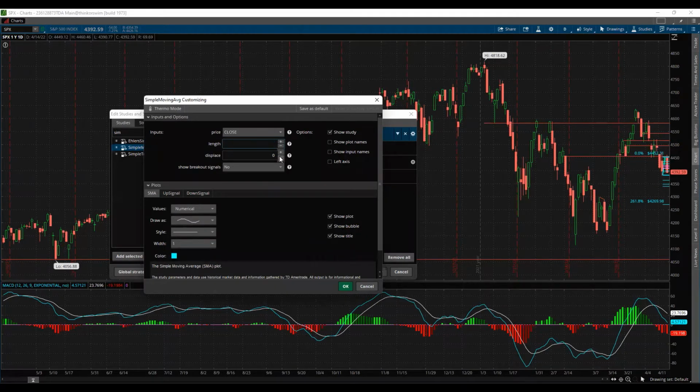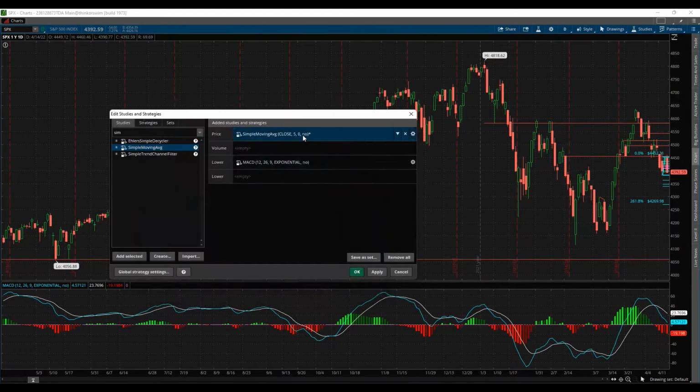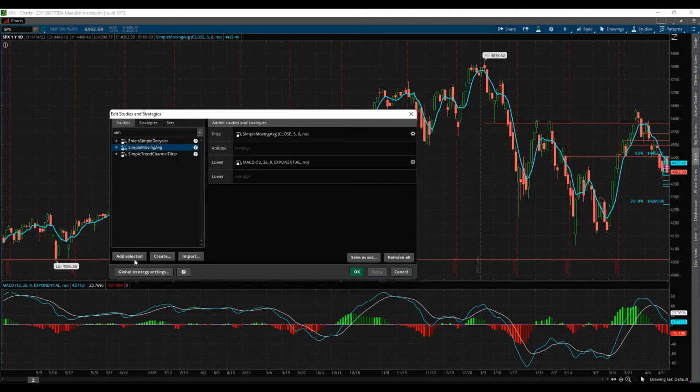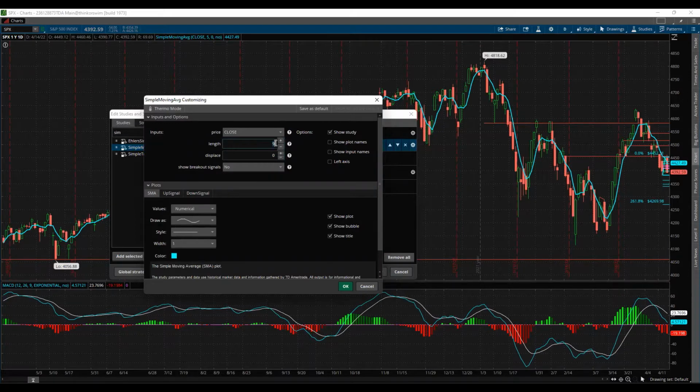The first simple moving average, you can define any days you want. I'm going to make this one 5. Now add one more, select this one, say add selected, then say 20. Okay, and I'm going to choose another color for this one.